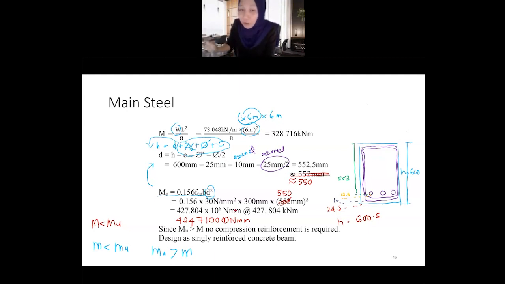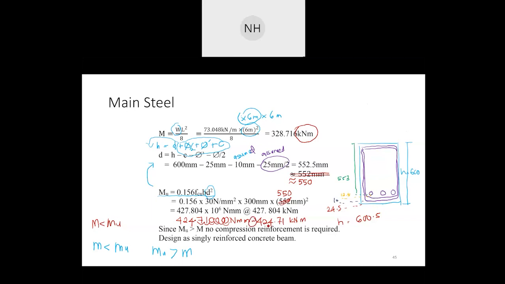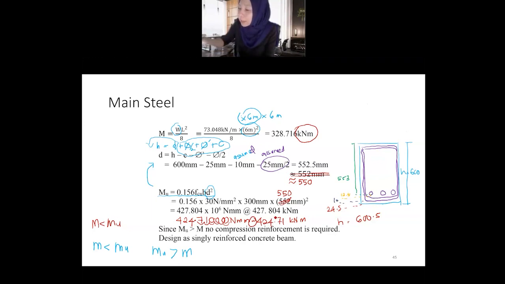So bila you tukar, you kena convert lah. Okay, because you nak convert this one dalam kilonewton meter. Ini dalam newton mm. So you nak tukar newton kepada kilonewton kena bagi 1000. Sini point dia. Okay. And then mm tukar kepada meter, divide lagi another 1000. Okay. 1, 2, 3. So dapat 424.71 kilonewton meter. Okay. So 424.71 kilonewton meter ni obviously bigger than value 328.716.